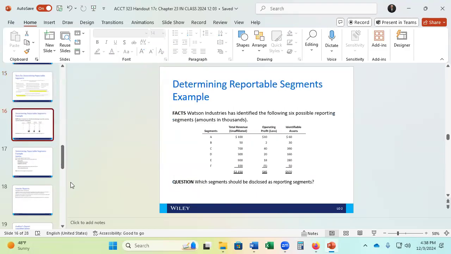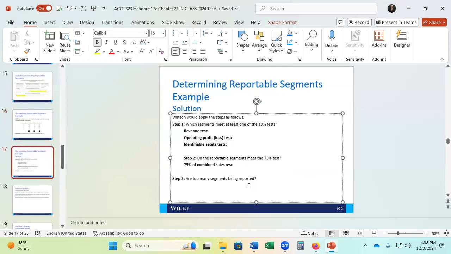Okay, so let's take a look and then we'll put this example to work. This is where I'm getting the data, and then I'm going to go ahead and make the calculations here. So Watson would apply these steps as follows.